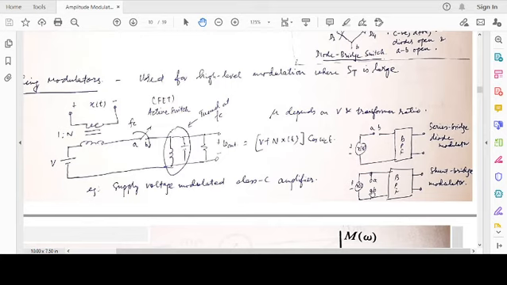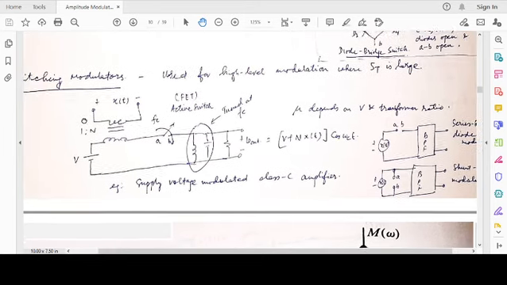When it's shorted, you get an output 0. When it's open, you get x(t). Here, when it's shorted, you get an output x(t). When it's open, you get 0. Somehow that connection needs to be made. So you have two configurations, series and shunt bridge diode modulator.